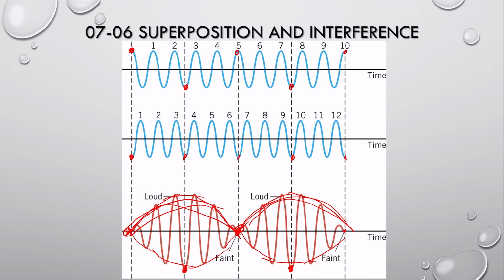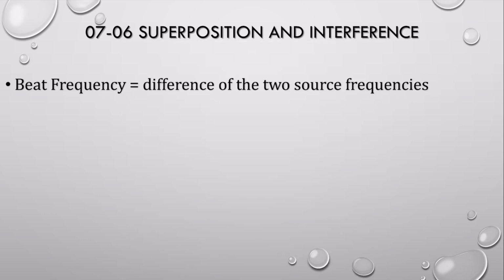And those are called beats. This pulsing you get is called beat. The beat frequency is simply the difference of the two source frequencies. So the frequency of the beats is just the absolute value of the difference of the two frequencies.